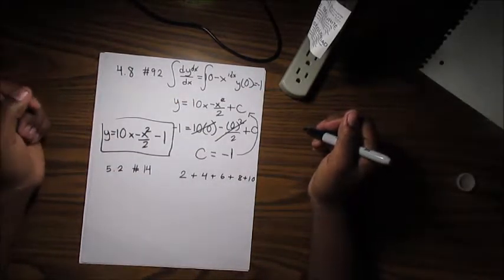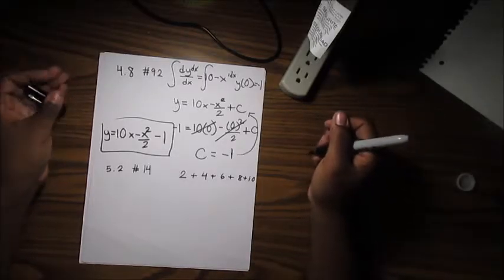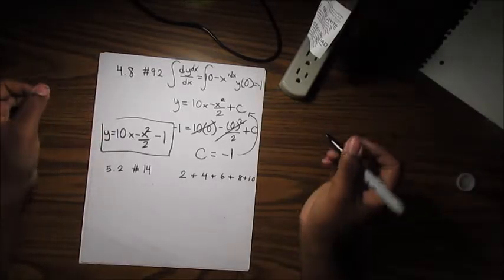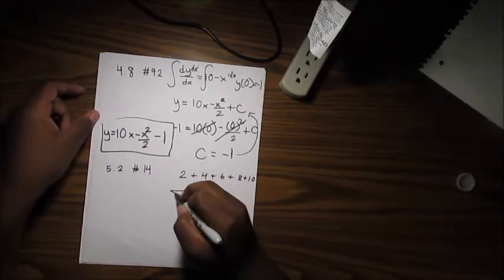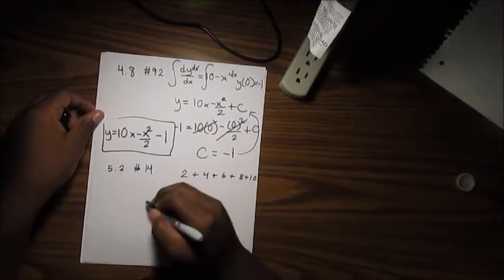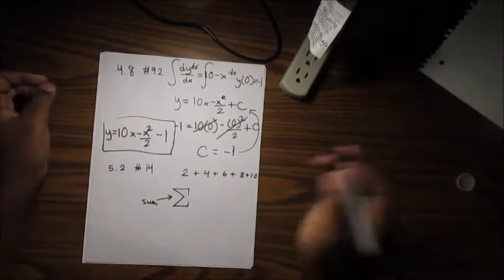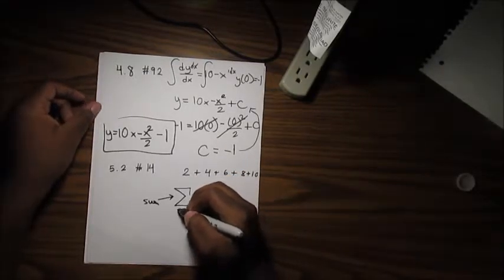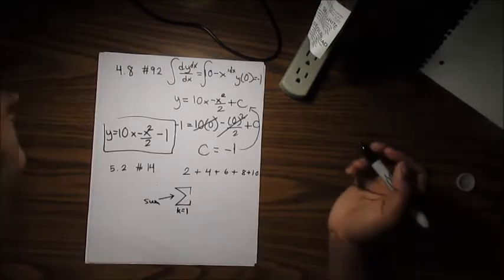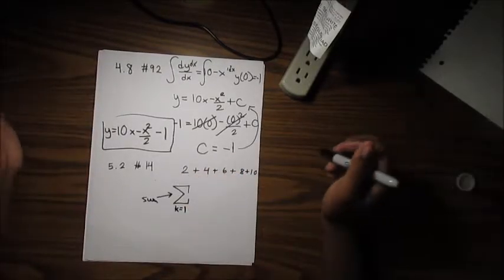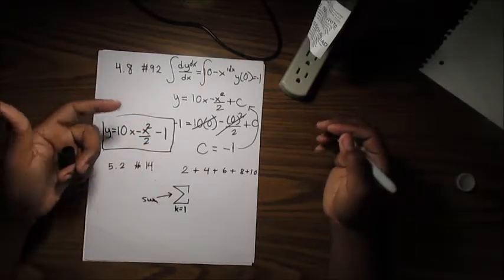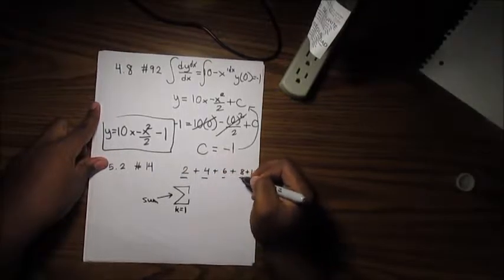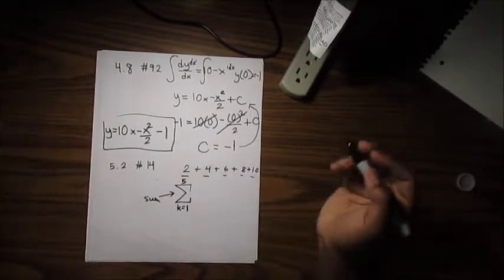For 5.2, number 14, we're asked to find the sigma notation of the following series. First we denote sigma, which means the sum, and a start value. It doesn't really matter where we start, but I'm going to start at k equals 1. The top value is how many times we're going to add a number into our series, and since we have 1, 2, 3, 4, 5 numbers, we're going to do it for 5 numbers.